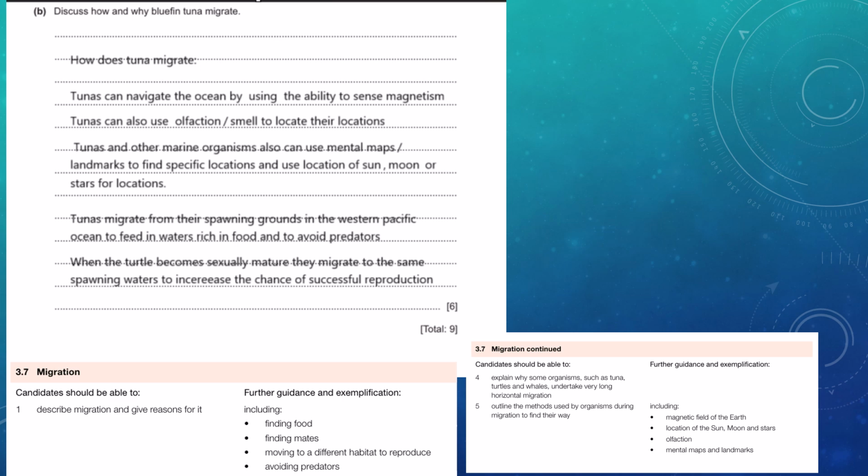Why do tunas then migrate? Well, tunas have their spawning grounds in the Western Pacific Ocean, close to Japan. So they migrate to other waters to find more food and to avoid predation. And then they migrate back when they become sexually mature to the same spawning waters, which will increase their chance of successful reproduction.